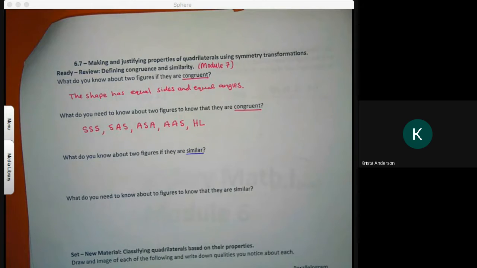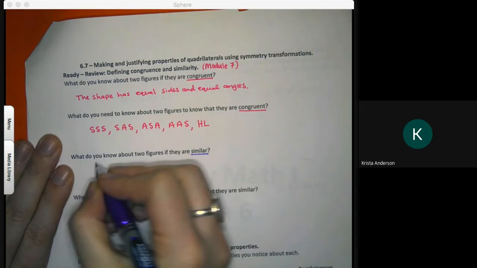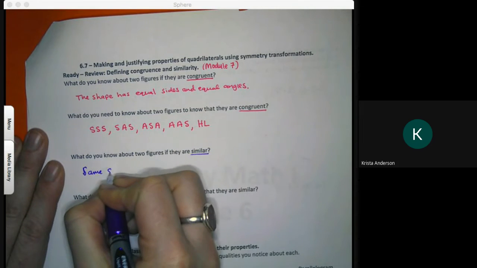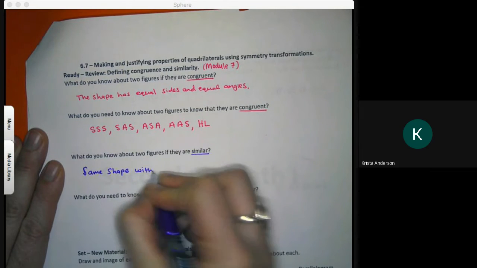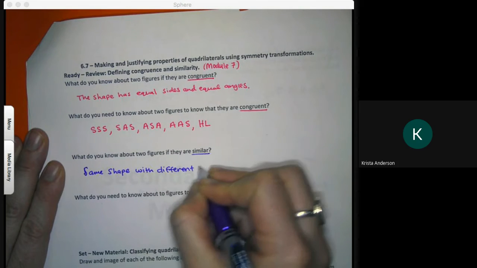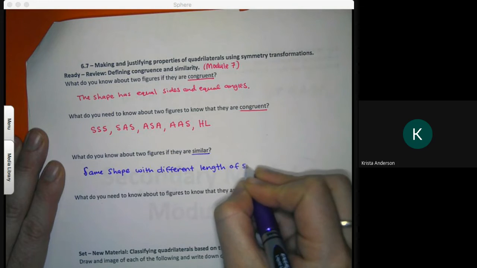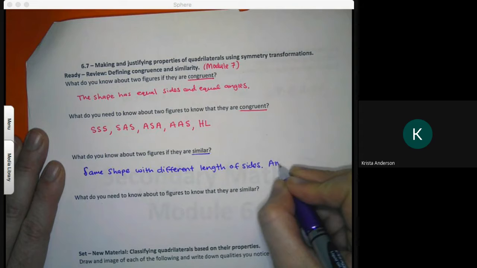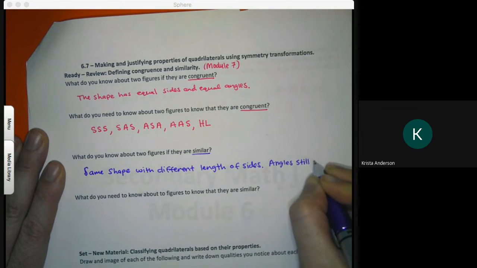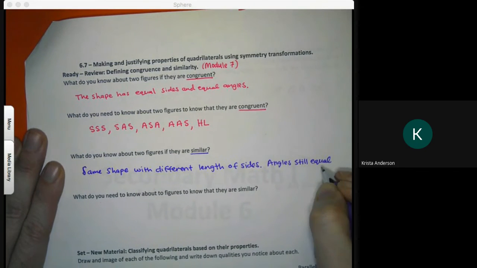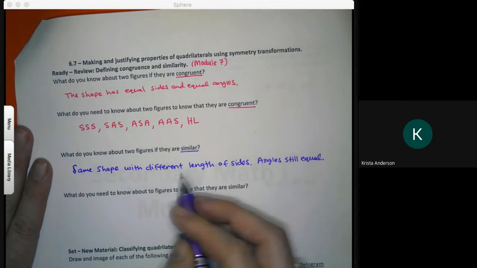The next question it will ask is when a figure is similar. Does anybody think they know why a figure would be called similar and not congruent? Is it like the same shape with different lengths of size? Yes, good job. So the same shape with different length of sides. The angles would still be equal. The angles would not change size. It's just the side lengths.